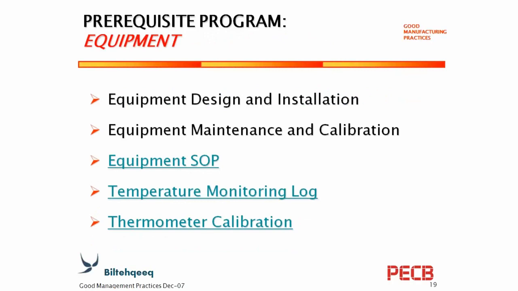And in the same manner, you have to be very careful about the equipment you are using in your manufacturing plant. The equipment should be designed in a way that will not bring any contamination in your food, and it should be installed properly, and the equipment should be properly maintained and calibrated. And so you have to develop a proper SOP for equipment maintenance, and temperature.